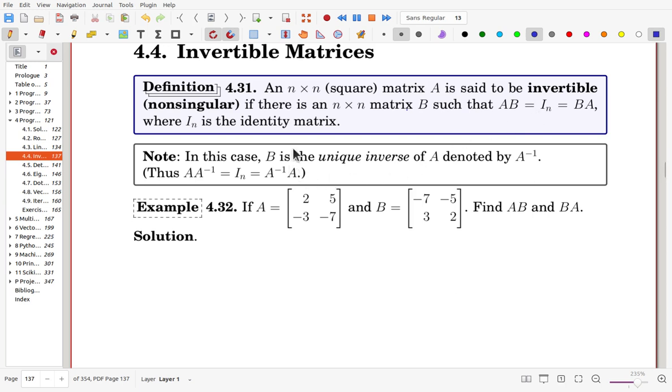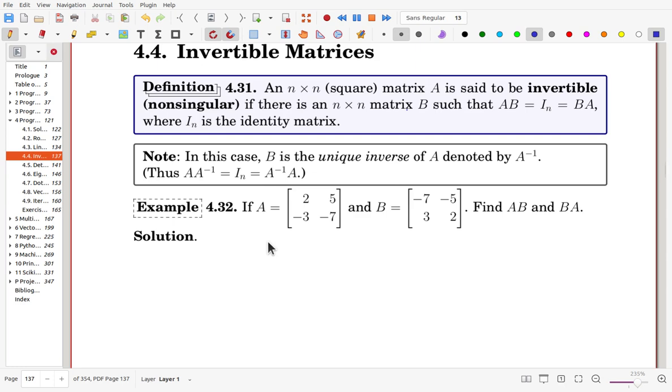In this case, by using advanced theory of linear algebra, we can prove that such a B is unique. So we can say B is the unique inverse of A, and we use the notation A inverse. So this equation can be written here: A times A inverse is the identity matrix, and it's the same as A inverse times A.